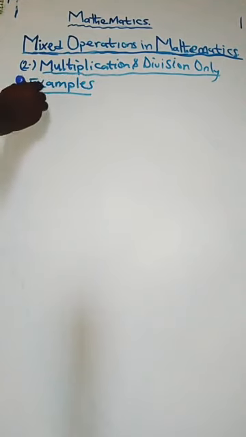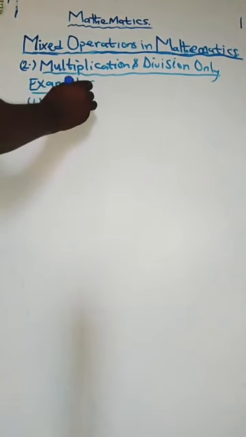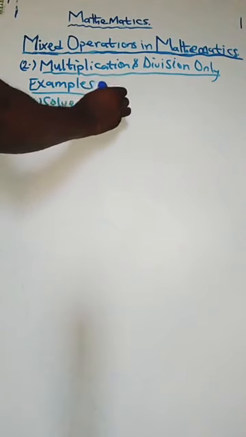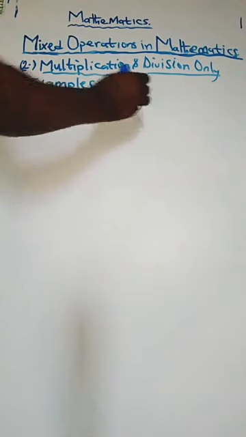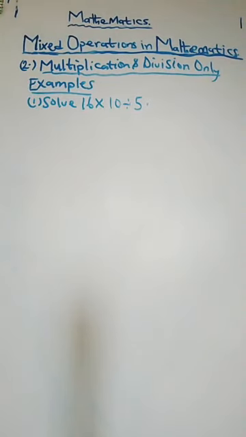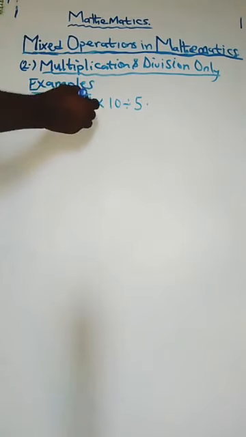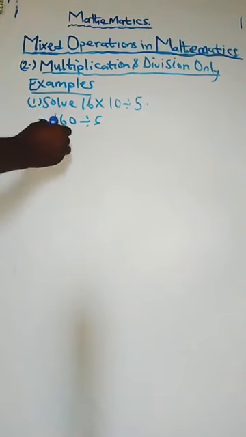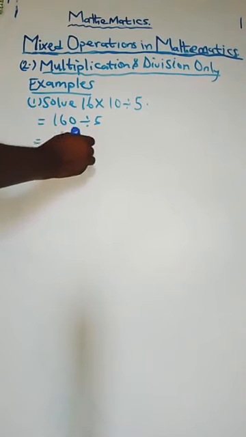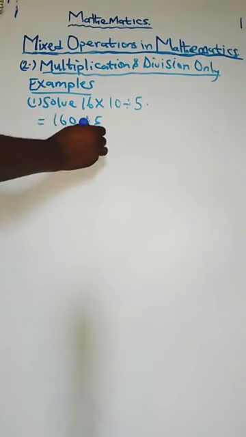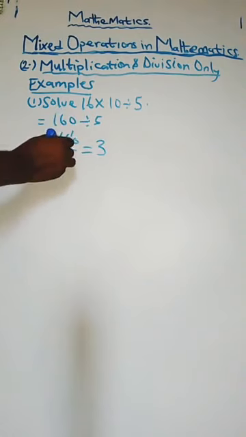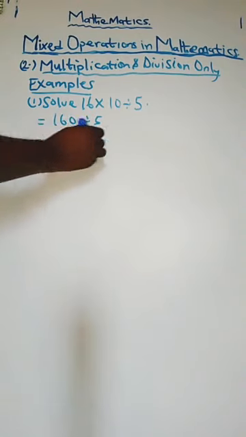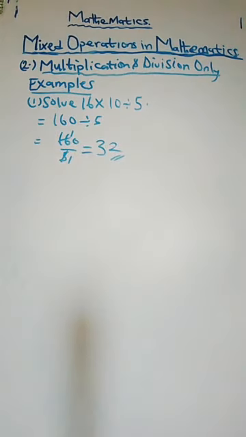Now let's say you have a question that says solve 16 times 10 divided by 5. Now, in this question, you see that we only have multiplication and division. So the ideal thing to do is to solve from left to right. 16 times 10, that is 160 divided by 5. So we can write it again and say 160 over 5. 5 in 16, 3, with the remaining 1. So this will become 10. 5 in 10, 2. So the final answer for this is 32.